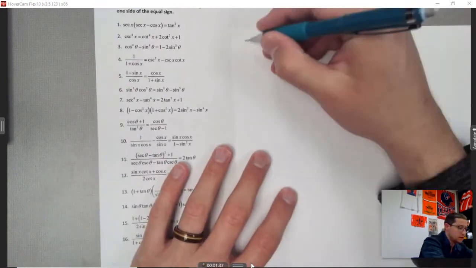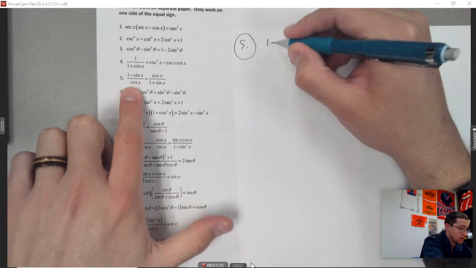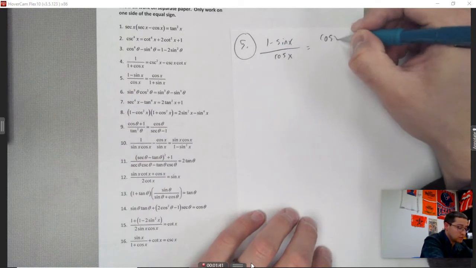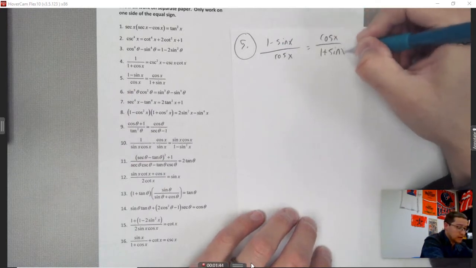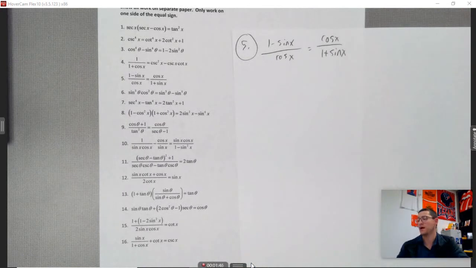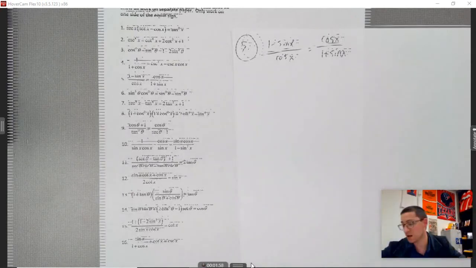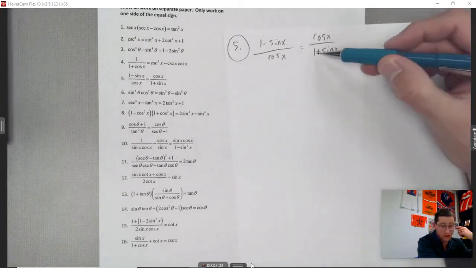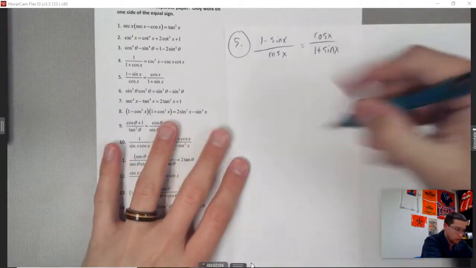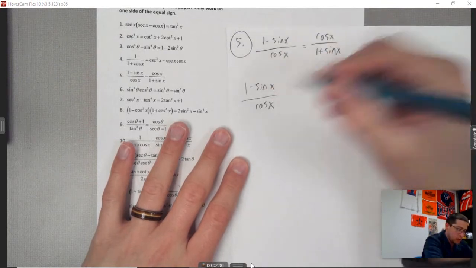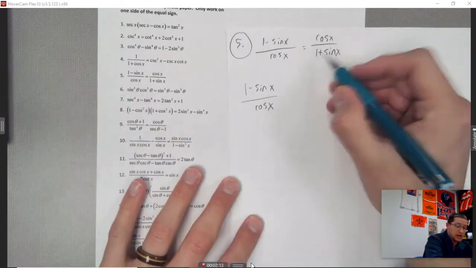Number 5 is right here. We got (1 minus sine of x) over cosine of x is equal to cosine of x over (1 plus sine of x). Now, the best way I think to approach this particular problem is to do what I like calling introducing the denominator. We're starting here with 1 minus sine of x over cosine x.